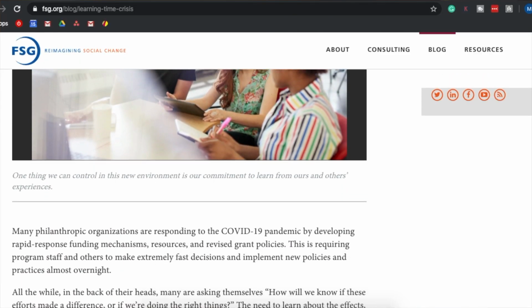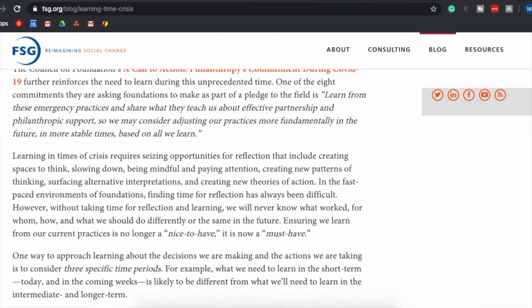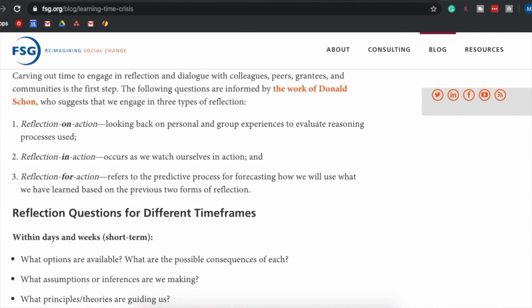I found an article written by FSG that has a lot of different questions you can use to reflect on, and I'm going to leave that in the description below. It doesn't have to be something very complex. It could be something more informal, like a daily log perhaps, or a monthly or weekly reflection session where you and people get together to talk about how you're adjusting, what you're planning to do to adapt, and what you think your organization should do moving forward given the crisis.